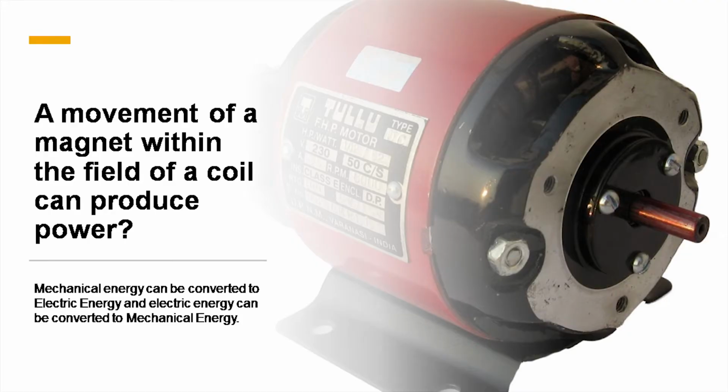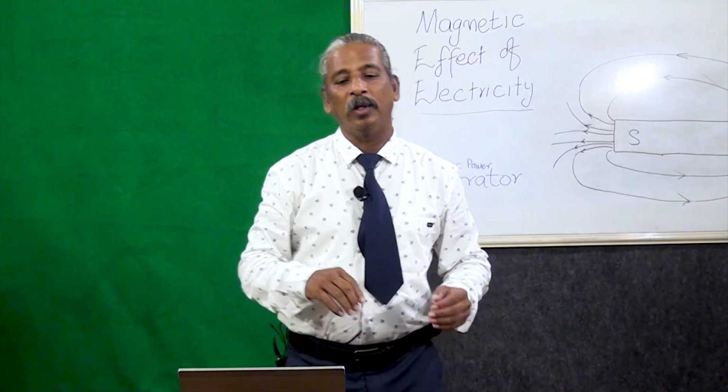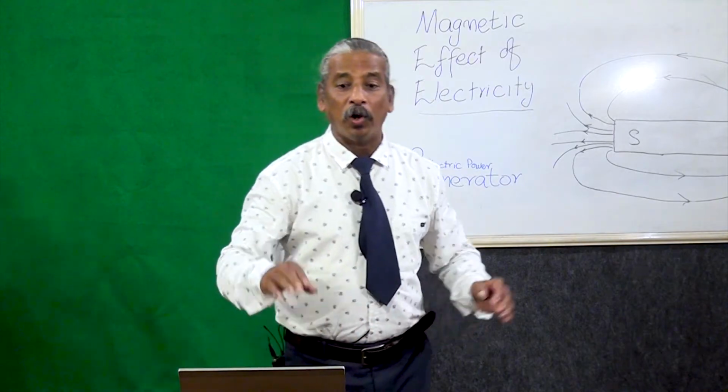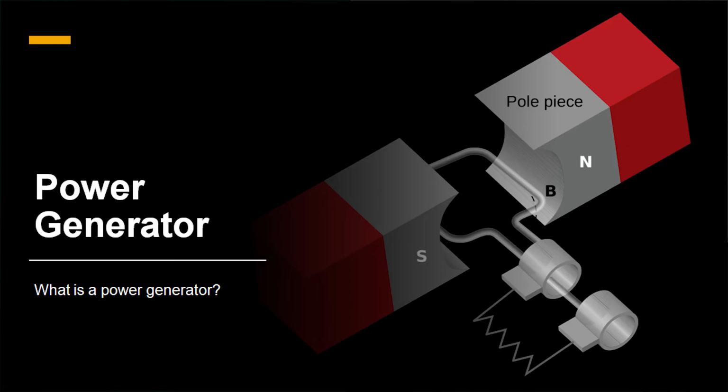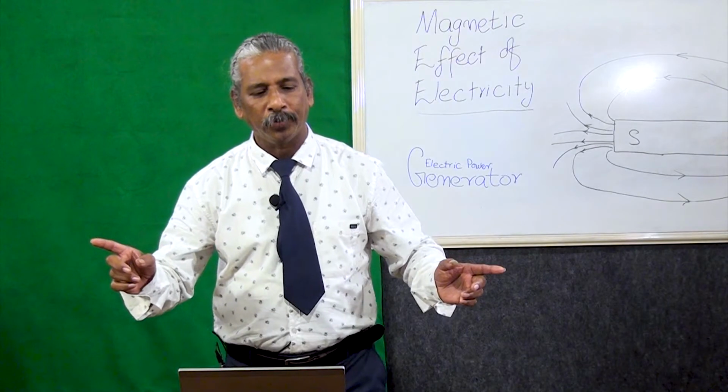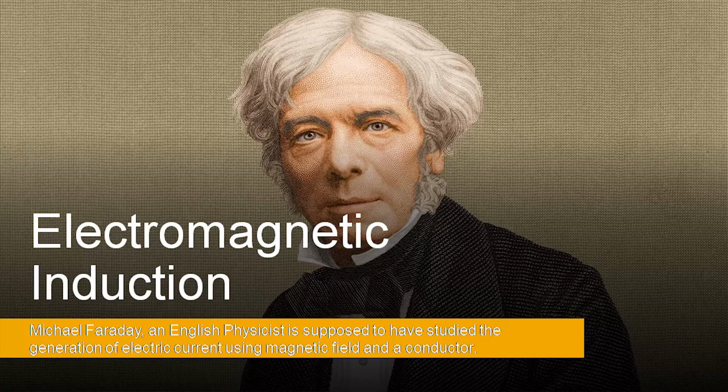A movement of a magnet within the field of a coil can produce power. That's a basic principle behind all generators. Also, we can study what a power generator does. You know, there is an electromagnetic induction. The principle is called electromagnetic induction.